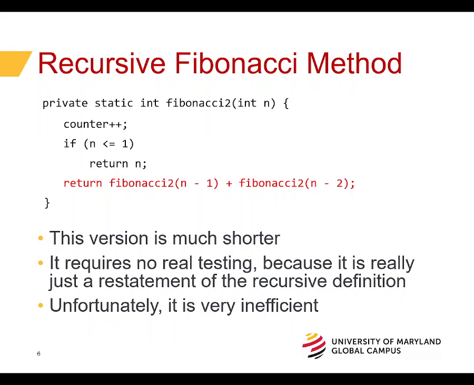It is actually doubly recursive because it calls itself twice. To be more precise, we should say that it calls another activation of itself, because each activation contains a different parameter n that contains different values. What is good about this version is that it is much shorter. It has fewer lines of code, and no local variables. It also requires no real testing, because it is just a restatement of the recursive definition. There is one disadvantage, however, which is that it is very inefficient.